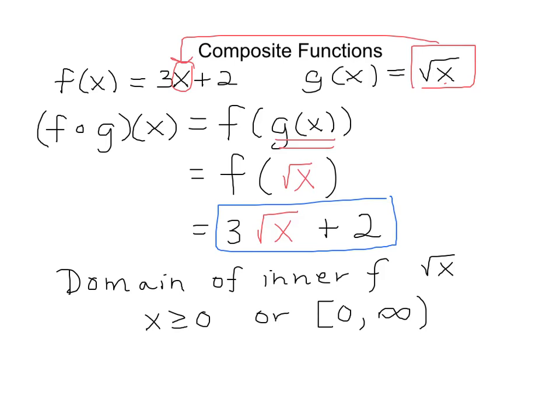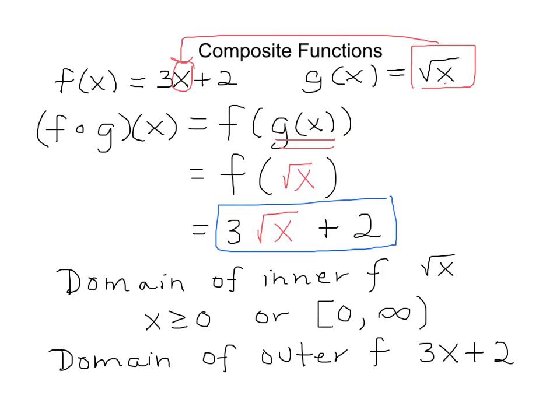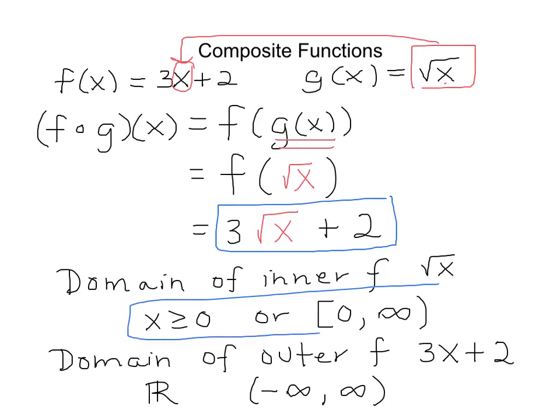Now we have to be concerned with the domain of the outer function. And I'm just using the f for function, not the two specific ones. And in this case, that's 3x plus 2. Now the domain for 3x plus 2 is all real numbers. We can write that with our fancy looking R, or in interval notation, negative infinity to positive infinity. And since there's no restrictions for the outer function, that tells us that the domain of the inner function is the domain of the composite.